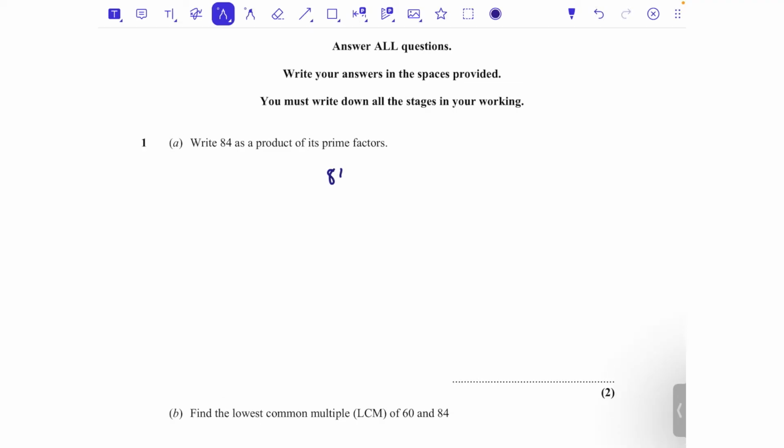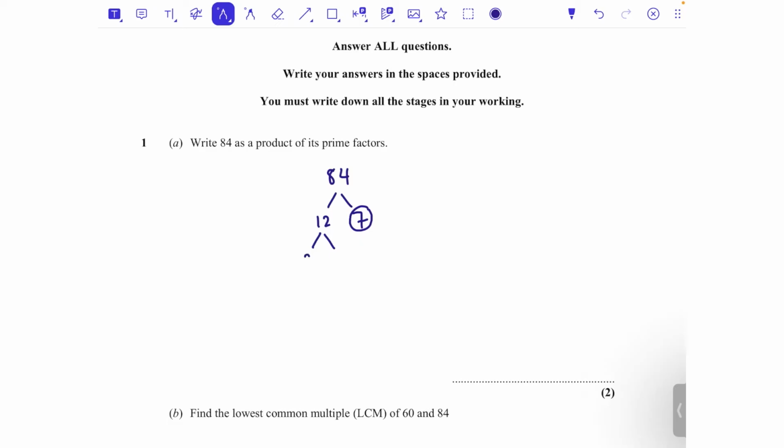So 84, we're going to start with that at the top, and we need to think of two numbers that multiply together to make 84. Now you've got lots of options here. You could go for 12 and 7, you could go for 42 and 2. It doesn't matter what you use, okay? As long as if you get to a prime number, you're going to circle it, and that stops that section and you carry on with the other side.